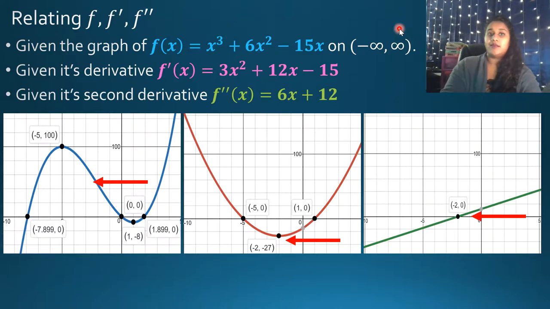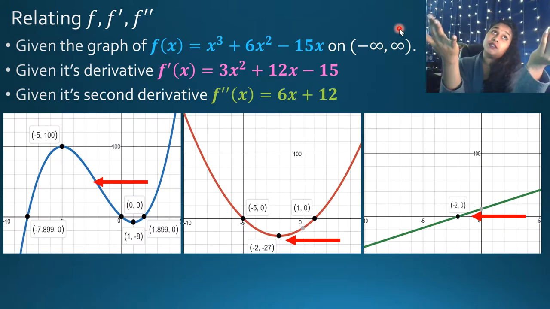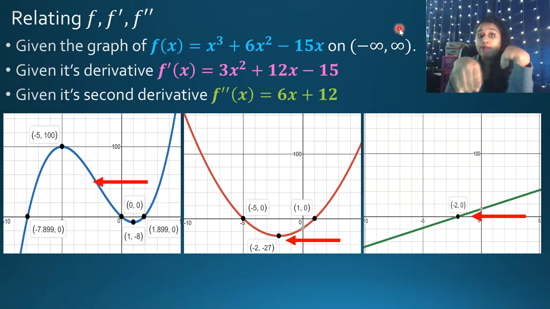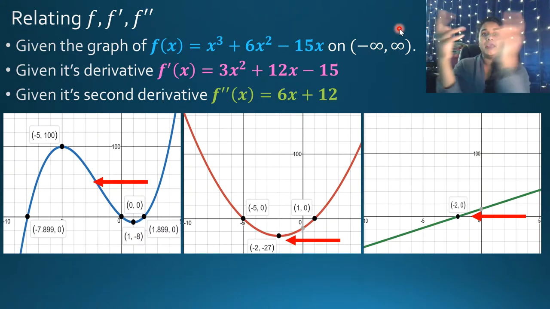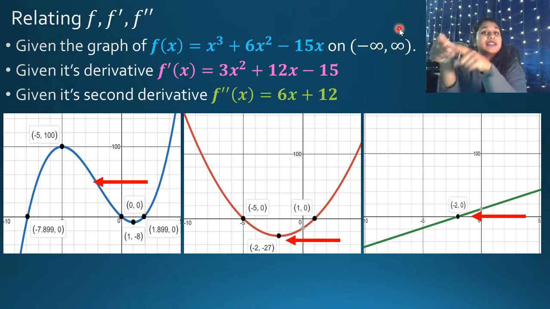So again, a possible point of inflection on my function is where the concavity actually changes. On my first derivative, it's a slope of zero or undefined. So it's a max or a min. It's not even undefined. It's literally only a max or a min. And then the second derivative has to be equal to zero. It has to hit that x-axis. It has to be f double prime equaling zero.